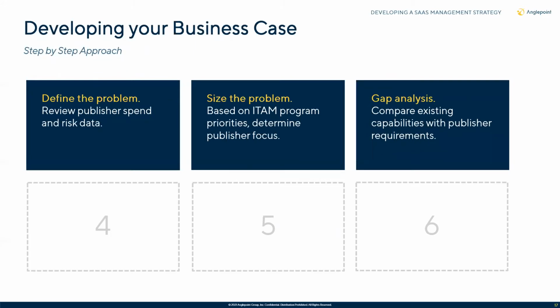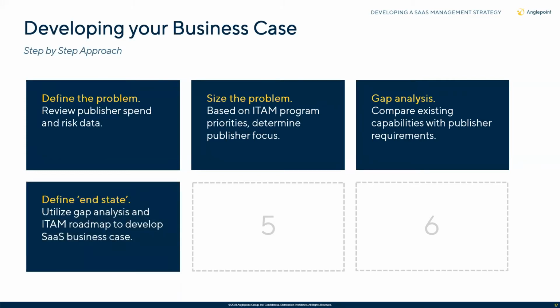Do a gap analysis. So based on that defined and sized problem, let's say you've got five top publishers you're going to look at. What are your current capabilities, and what are those requirements from the publisher? Do you have to go after transactional level data? Do you have to go after number of terabytes being backed up and something else? What kind of data points and what kind of measurement capabilities are there versus what needs to be there? So do that gap analysis.